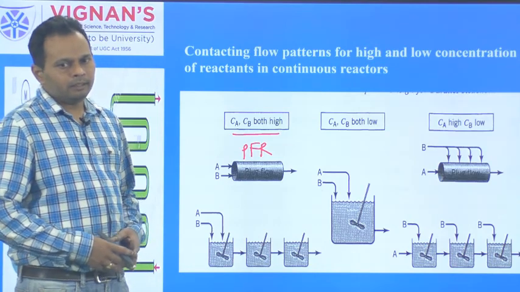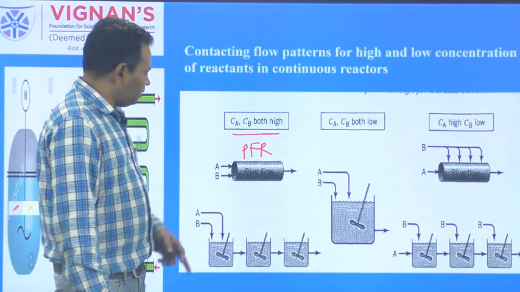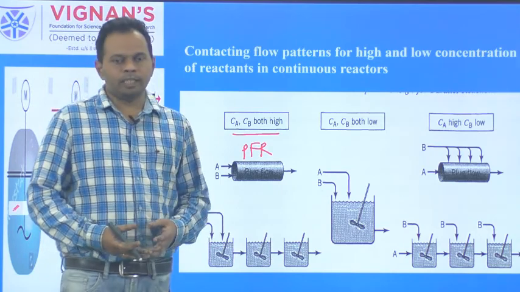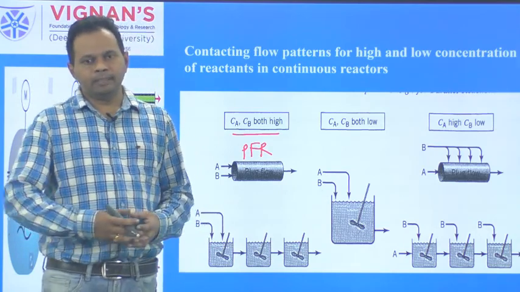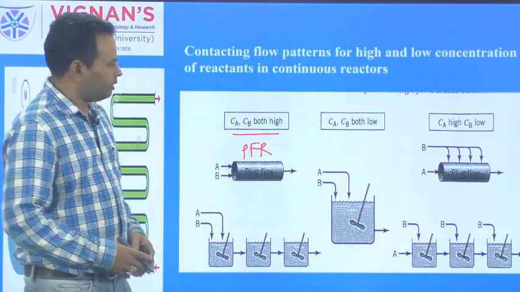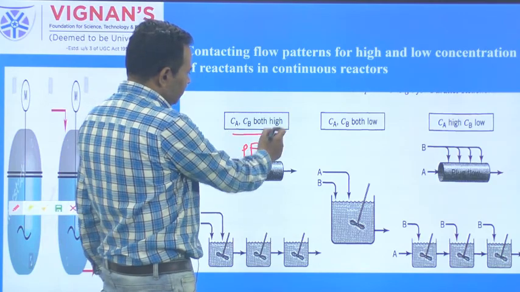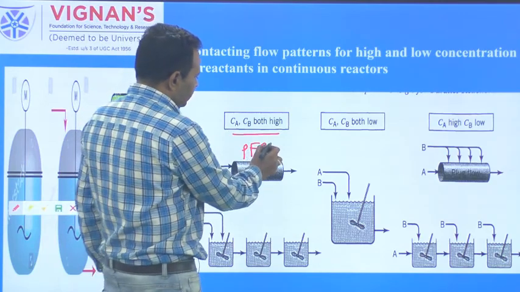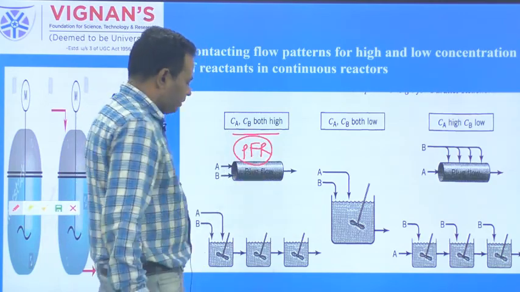The PFR is also a low mixing reactor. Even if you pass the reactants into the reactor with low or medium flow rate, there will not be any mixing within the PFR. That further maintains high concentrations within the PFR, so both Ca and Cb become high. Like this we can maintain high concentrations within the PFR.